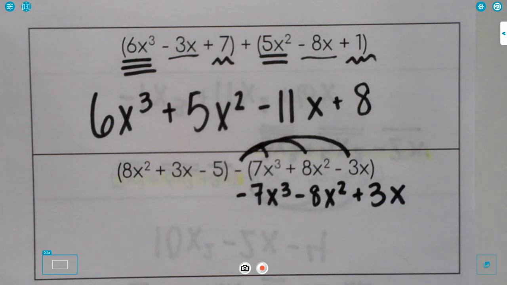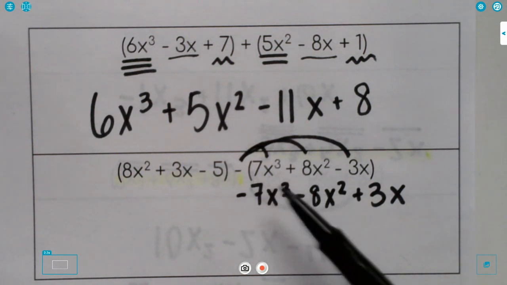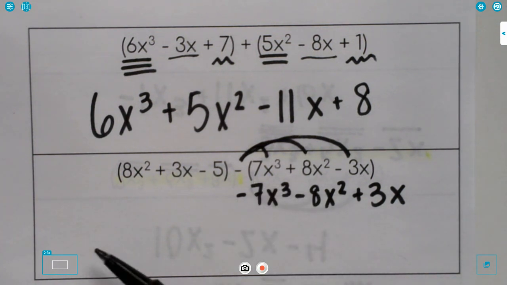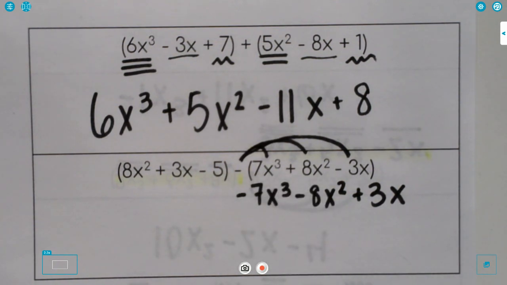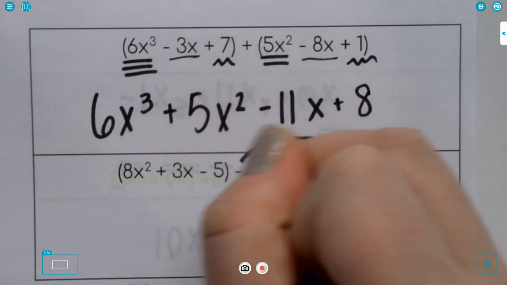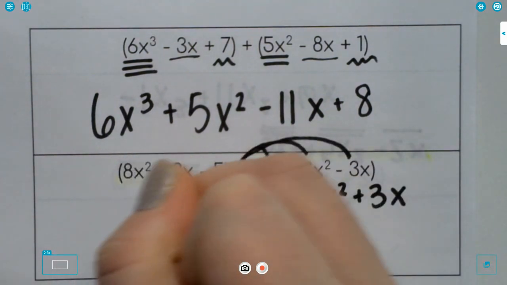Okay. And then from there, we can combine. Our highest exponent is x cubed. Even though it's in the second one, we still want to put the highest exponent first. So this negative 7x cubed has nothing to match up with, so it stays by itself, but it needs to go first in our answer.